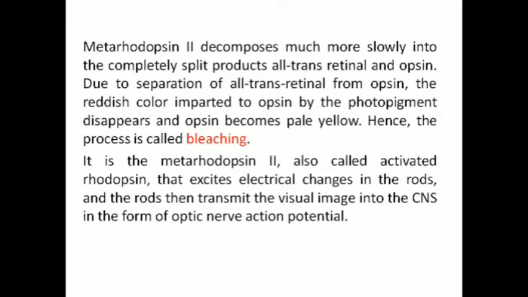Due to the separation of all-trans retinal from opsin, the reddish color imparted to opsin by the photopigment disappears and opsin becomes pale yellow. Hence the process is called bleaching. This process of decomposition of the rhodopsin is known as bleaching. It is the metarhodopsin 2, also called activator rhodopsin, that excites electrical changes in the rods, and the rods then transmit the visual image into the CNS in the form of optic nerve action potential.